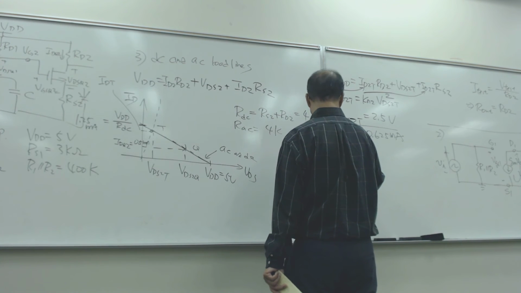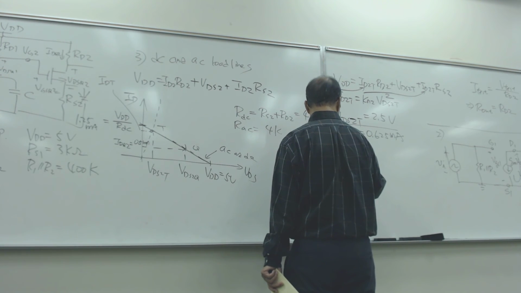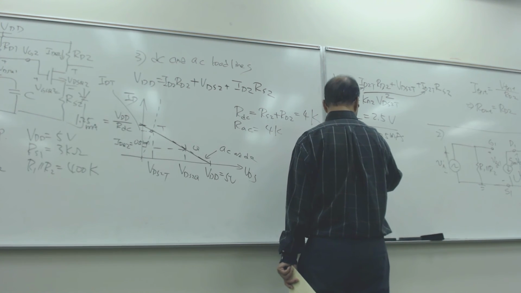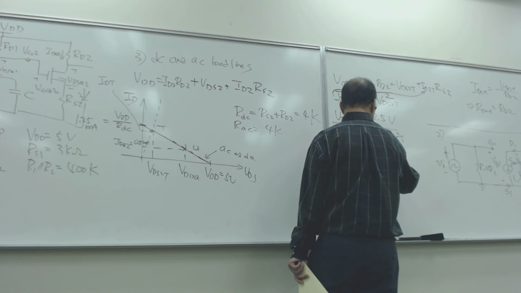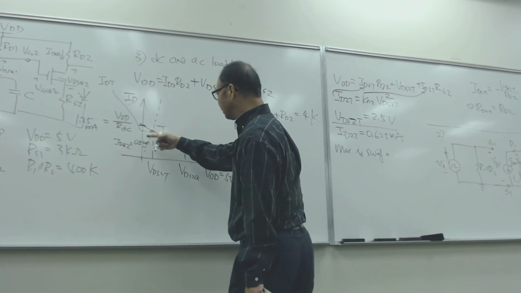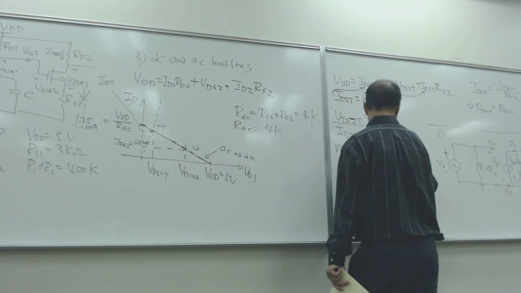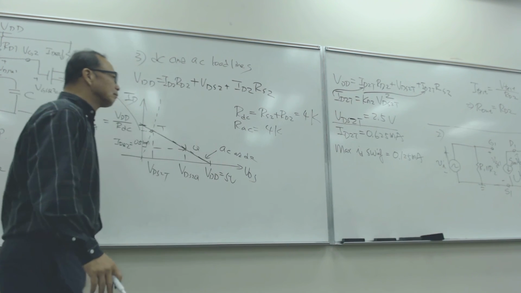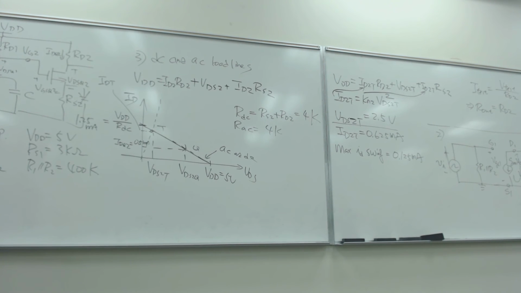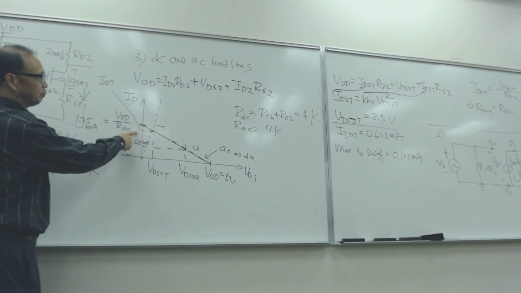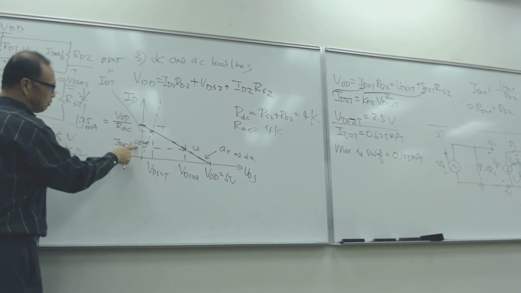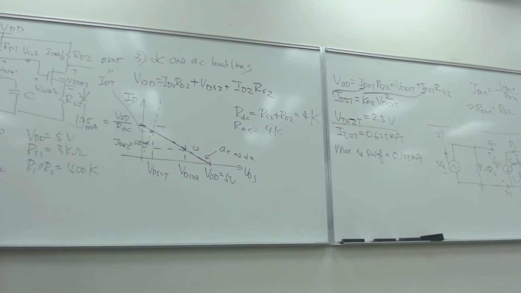So the maximum ID swing without distortion is the upper window, which is 0.125, correct? Because this is 0.625, huh? So 0.625 minus 0.5, that's 0.125.